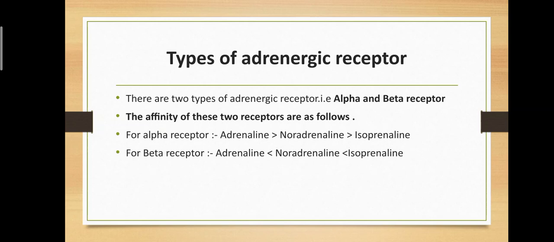Types of adrenergic receptor. There are two types of adrenergic receptor, alpha and beta receptors. The affinity for these two receptors is as follows. For the alpha receptor, adrenaline is greater than noradrenaline, which is greater than isoprenaline. And for the beta receptor, adrenaline is less than noradrenaline, which is less than isoprenaline.